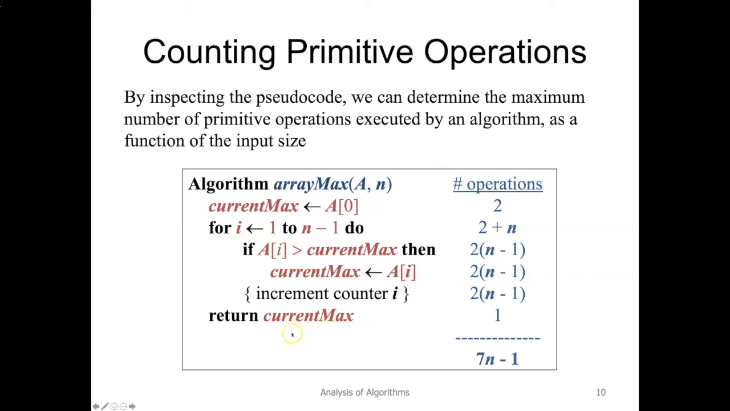Okay, and then the last thing we do outside of our for loop is we return that variable current max, which is one primitive operation. So if you add all of these primitive operations up together, you get 7n minus 1. So our array max algorithm takes 7n minus 1 primitive operations in the worst case. So this is a function of the input size n, how many elements we had.